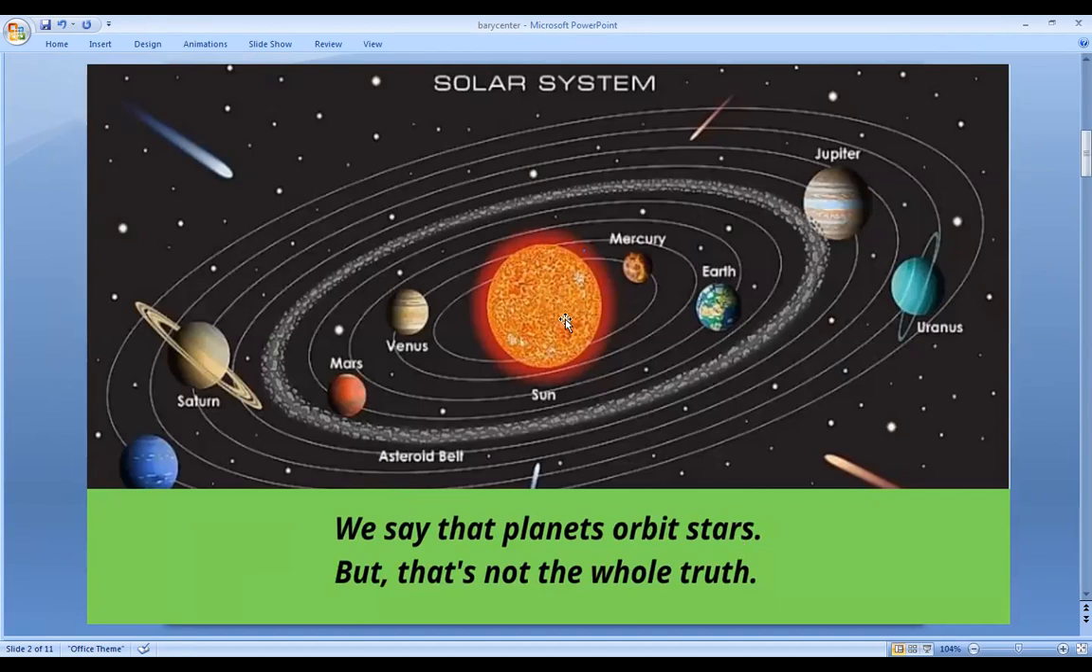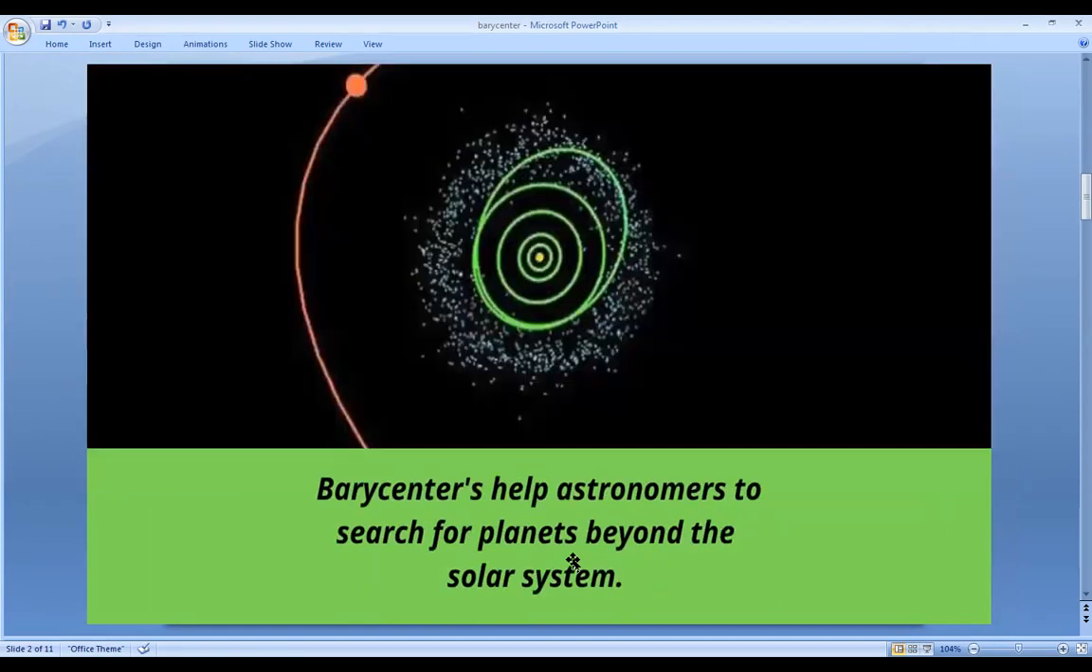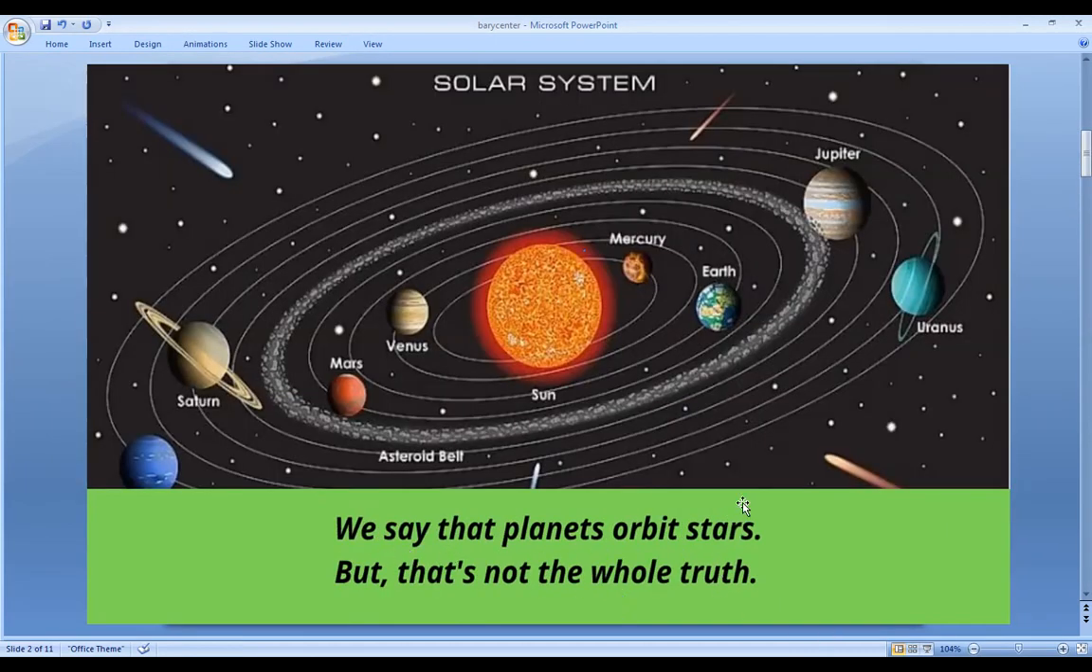See, here there is Sun and all the planets, Mercury, Venus, Earth, Mars, Jupiter, Saturn, Uranus, Neptune. All of these planets are orbiting the Sun. So we say that planets orbit the stars, but that's not the whole truth. The statement is not exactly correct.